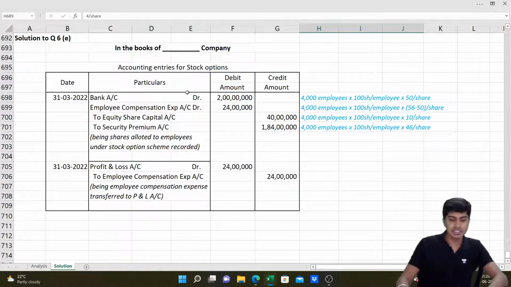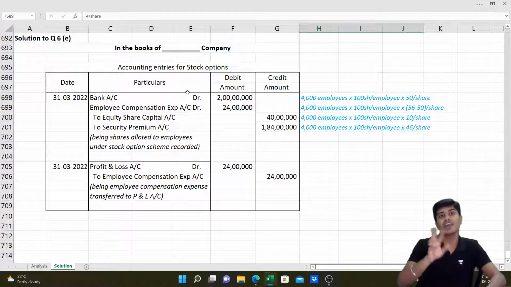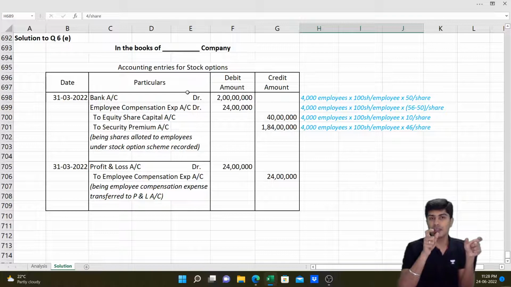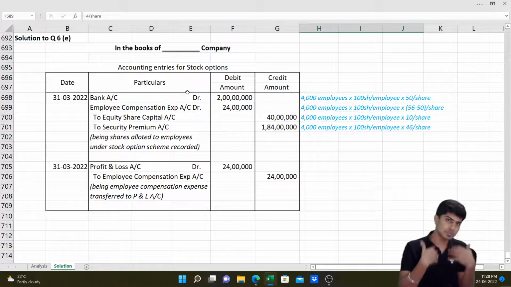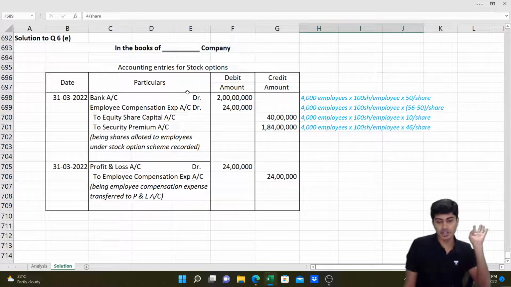In this context, the money that we're collecting from the employees is 50 and the intrinsic value is 6 rupees, because the fair value is 56. The share of 56 rupees is being issued by collecting only 50 rupees. 50 rupees per share you are collecting money. 6 rupees is your expense. Nominal value is 10 rupees, 56 minus 10, 46 rupees is security premium.